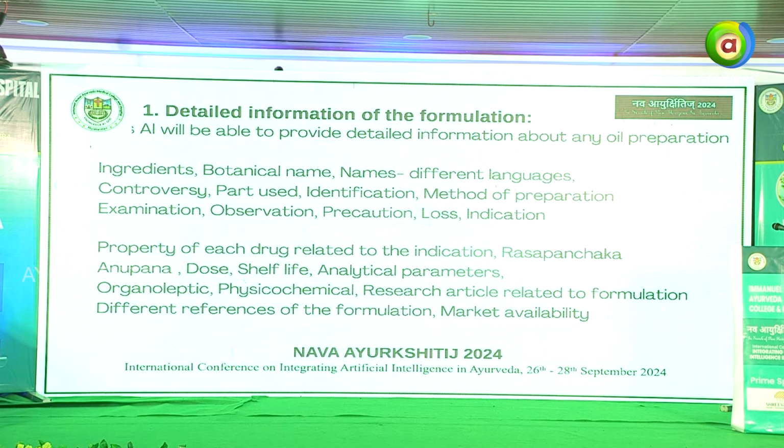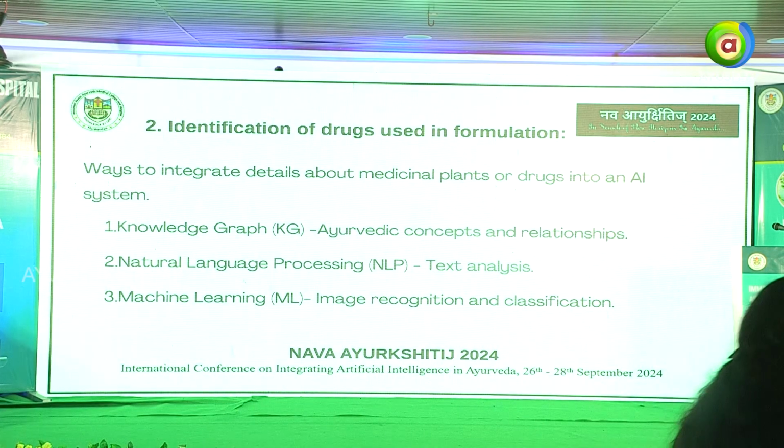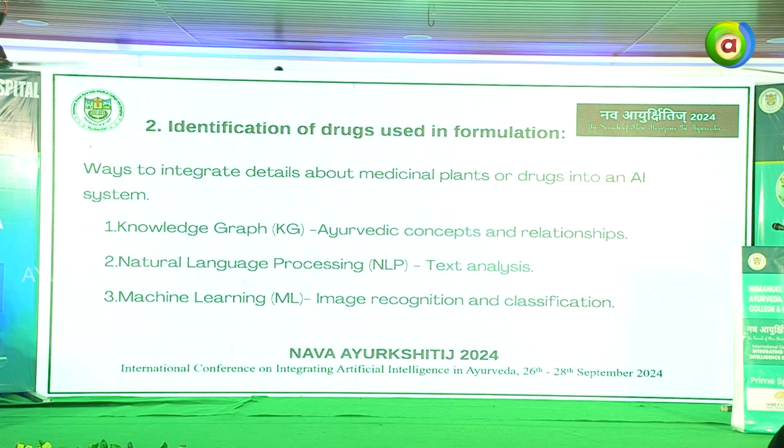So detailed information of the formulation, it will give all these details: ingredients, botanical names in different languages, and controversy. As we know, somewhere Bala is considered as a different thing, as already Sir asked as a question. Then part used, identification, method of preparation, dose, indication, everything. Then identification of drug used in the formulation. It is done by the AI tools, knowledge graph, NLP and ML. I have already explained these three things.